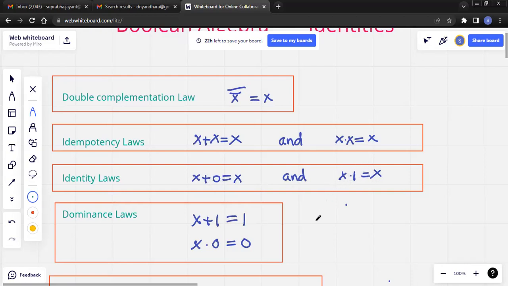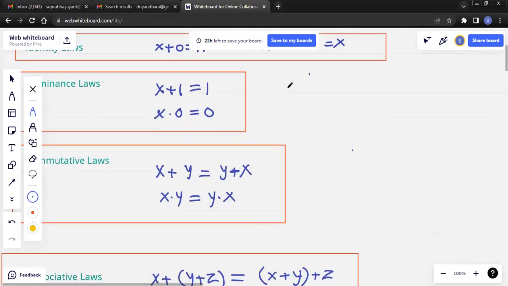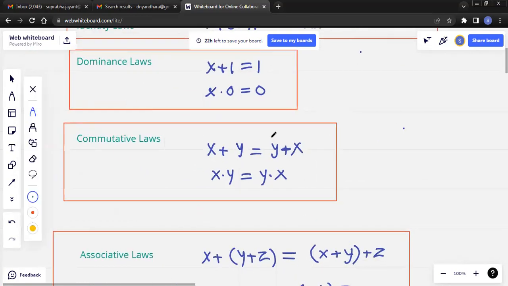This is the meaning. Then we go for dominance laws. X plus 1 is equal to 1. 1 is the highest of all. So whenever you add 1 to any number, the highest number appears. And 0 is the lowest of all. So x into 0 is 0. This is known as dominance laws. For addition, 1 is the topmost. X plus 1 is always 1, and x into 0 is always 0.